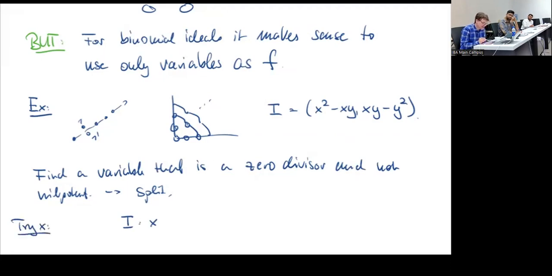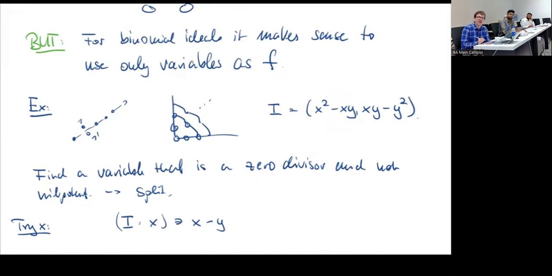Because look, one of the generators is divisible. This colon, it's not an accident that it looks like division. If you can find something in I that's divisible by x, you can now divide by x exactly one time. So this generator is divisible by x. Everybody agrees? So this certainly contains the polynomial x minus y, which is what I get when I divide the first generator by x.